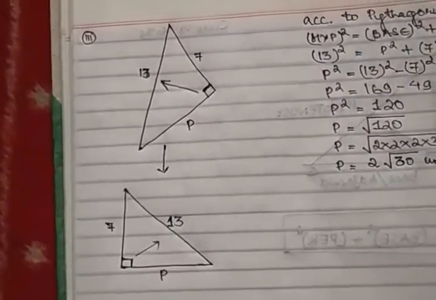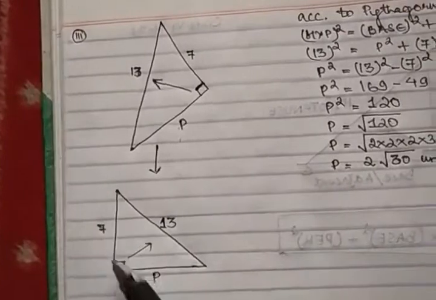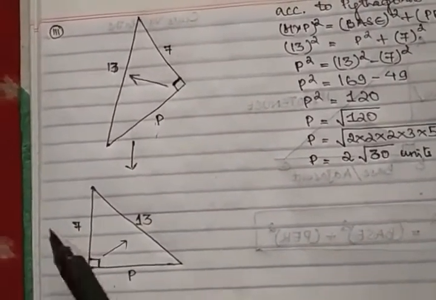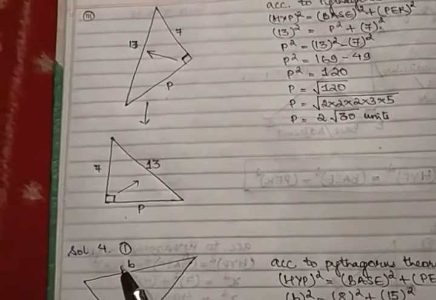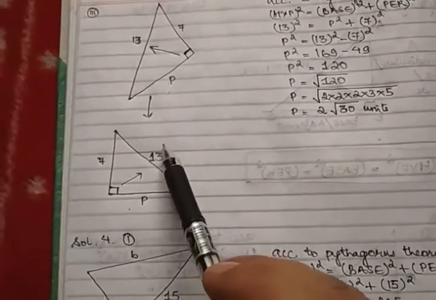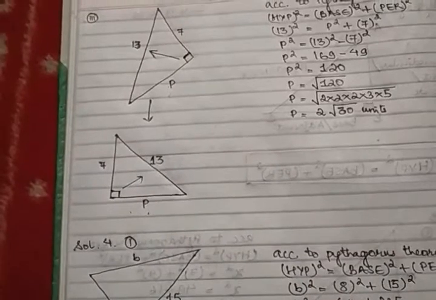Now see, first of all, place the side opposite to 90 degree, and 7 and P. The 7 and P you can keep wherever you want. The hypotenuse is the most important side, because that is the longest side of the triangle. If you misplace the hypotenuse, that is, instead of 13 here, if you write 13 here, everything will go wrong. The most important side is the hypotenuse.